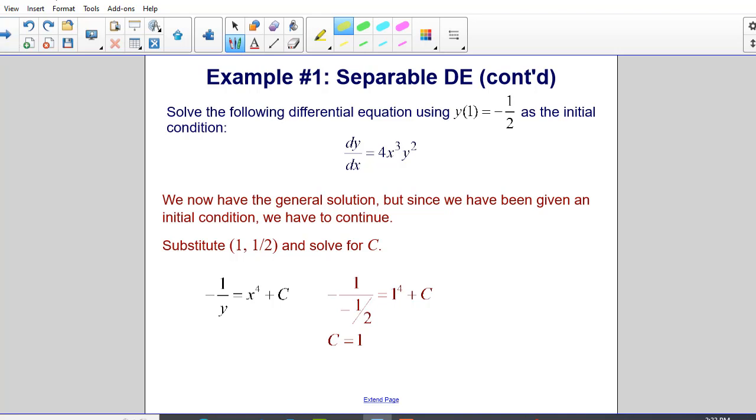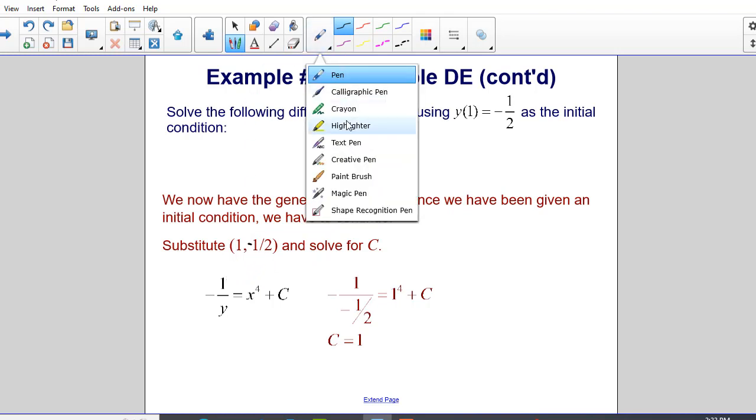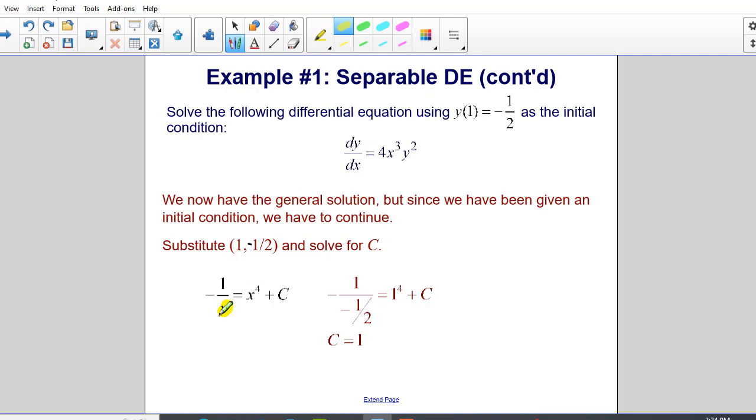So I'm going to take my point (1, negative 1/2). Oh, that should be a negative 1/2. Let me fix that real fast. Okay, so yeah, see it's negative 1/2 up here. So this should be a negative 1/2 right there. Okay. So I'm going to substitute 1 and negative 1/2 and solve for c. So my negative 1/2 is going to go in for y right here, and my positive 1 is going to go right here for x. Okay. And I have this brand new equation.